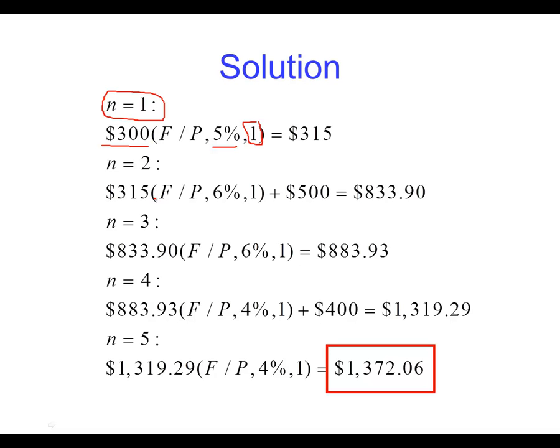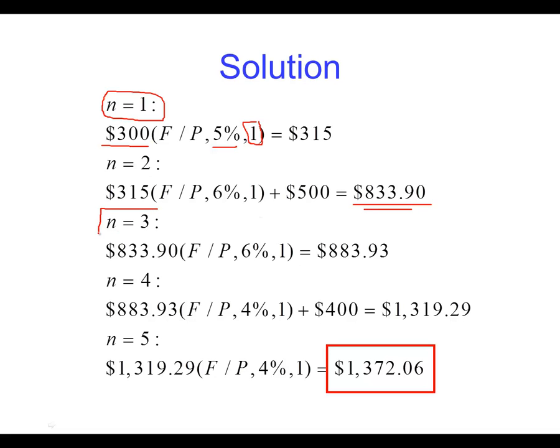Remember, at the end of year number 2, we have $500 deposited. So at that point I will add the 500 plus whatever was moved from time 0 with the $300. The total will be equal to $833.90.